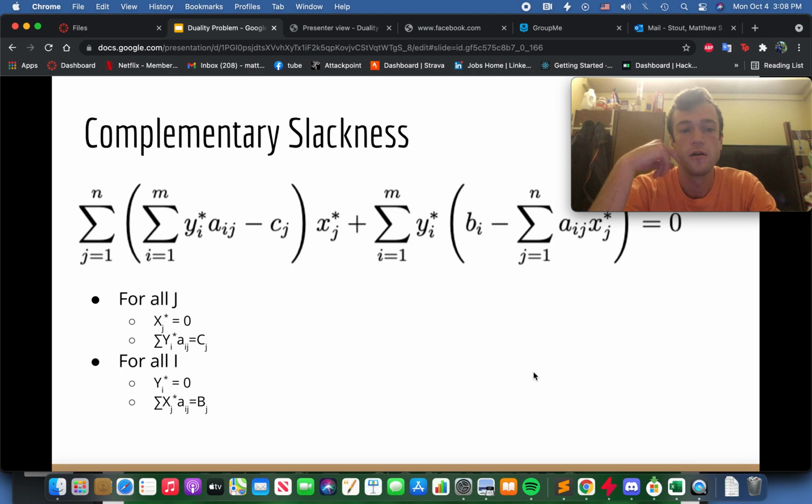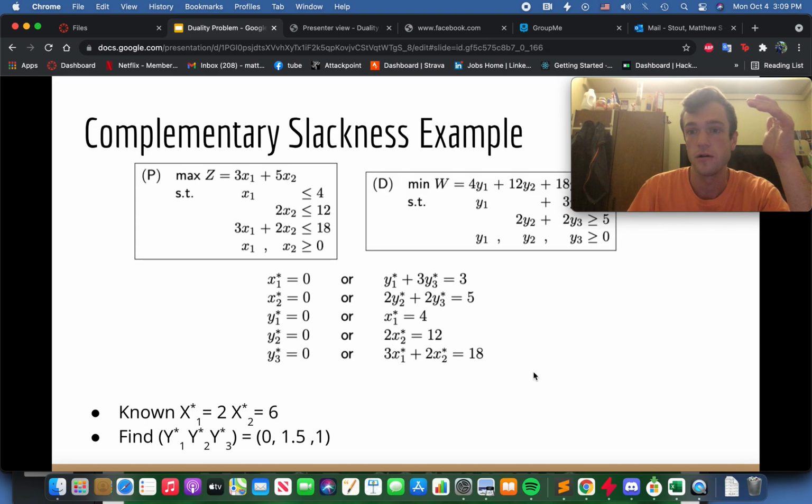So for either, due to the setup of the equation above, either all x stars are equal to 0 or the sum of y star a is equal to c, meaning that the constraint is at its limit and it's touching that boundary. Or at the bottom, yi equals 0, or the x constraint is bound. So xj times aji equals bj. So moving on to the example of the window or glass door problem.